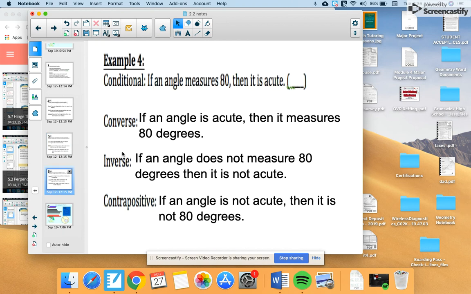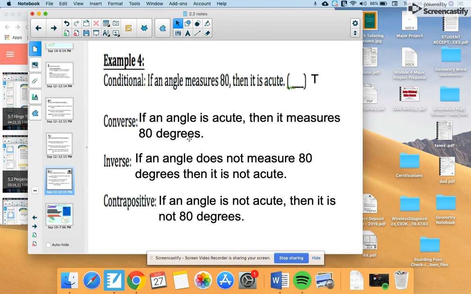So for the next example, we're going to look at truth values here. You'll have to write in the converse, inverse, and contrapositive, and we're going to talk about the truth values. So if an angle measures 80 degrees, then it is acute. That is a true statement because an acute angle is anything less than 90. So 80 degrees is that as well.